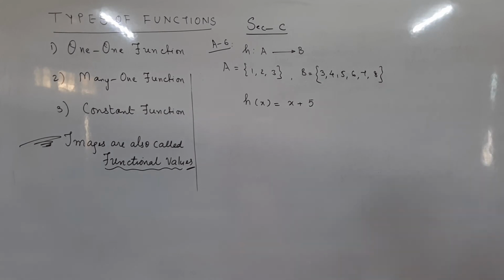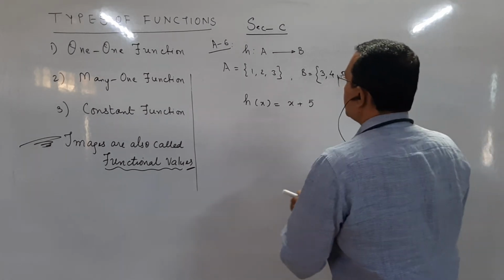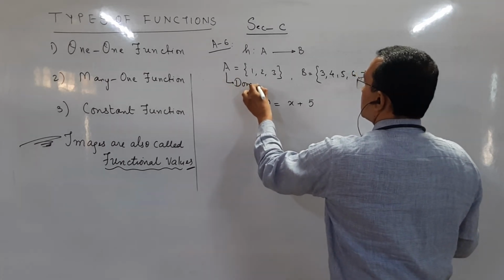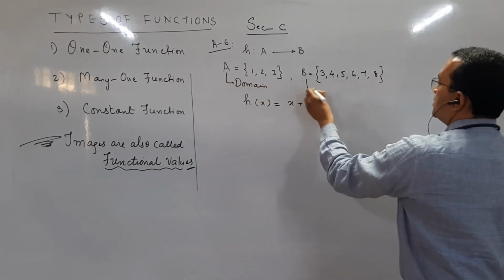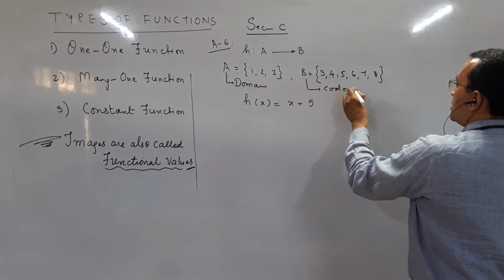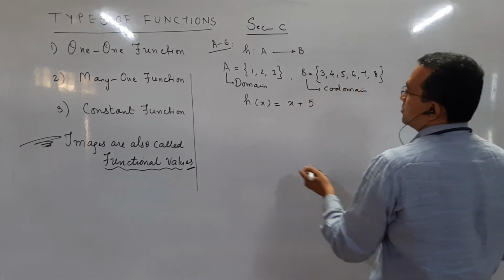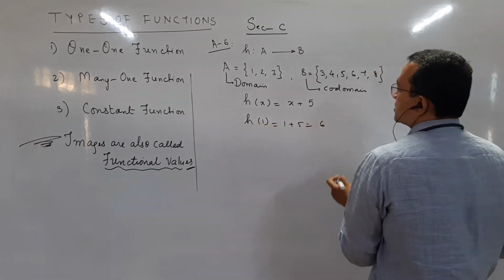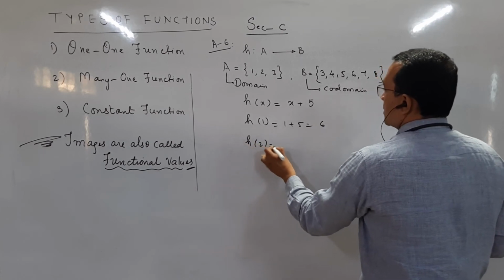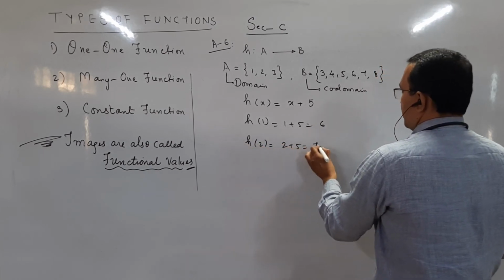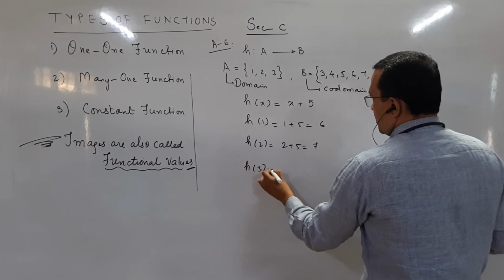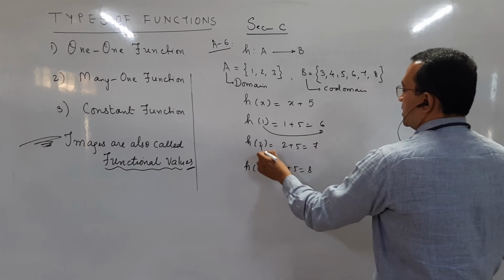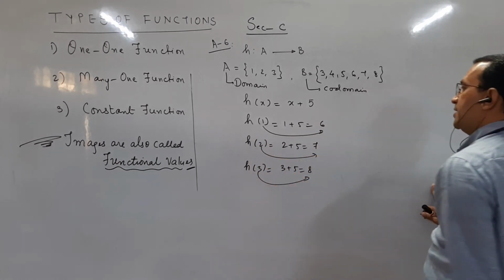So, students, domain is A. This is domain, and definitely this is codomain. Let us start evaluating the images of domain. H of 1 is 1 plus 5, 6. H of 2 is 2 plus 5, 7. H of 3 is 3 plus 5, 8. So images are different for different elements.